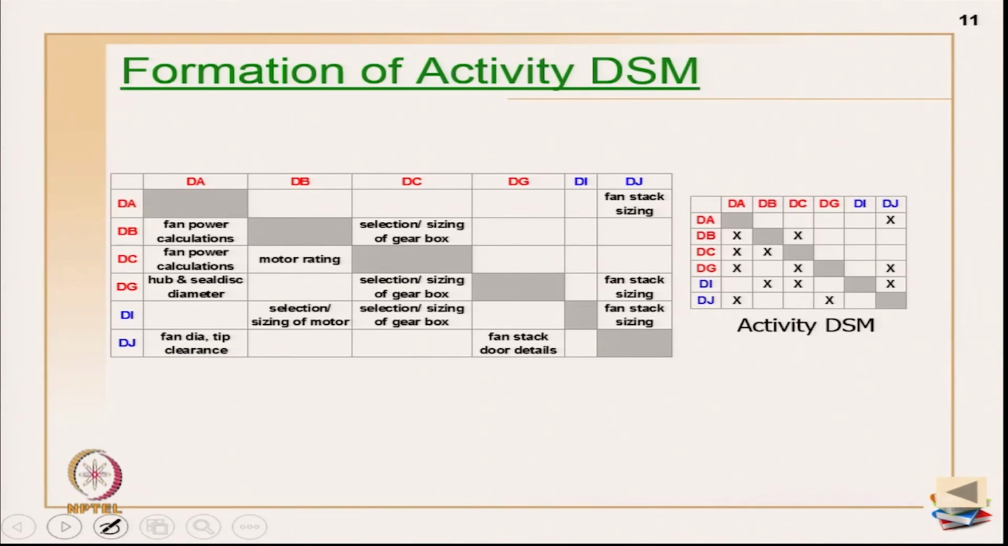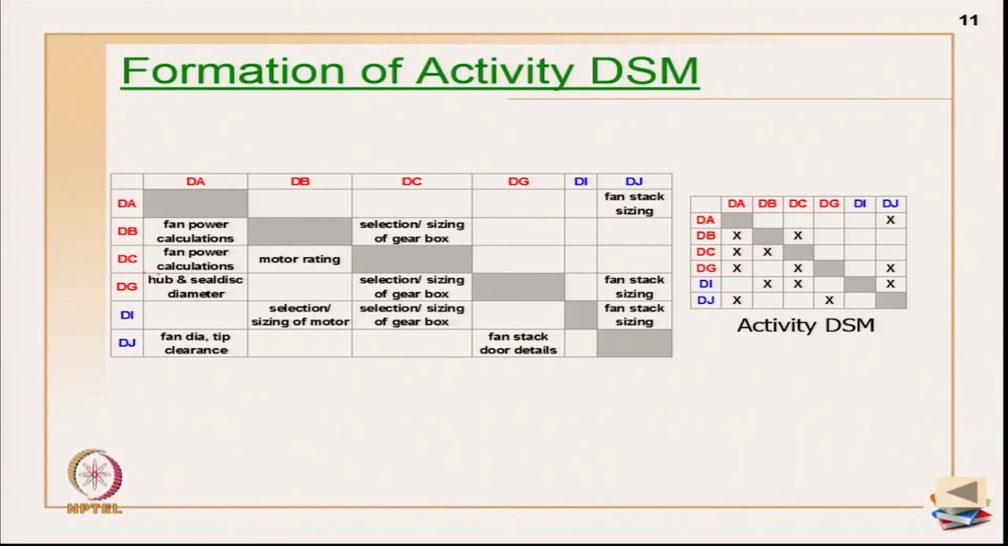Now, I have got the same matrix, I have shown it here. Once you take it to validation, it is easy for somebody to go through. Okay, fan power calculations, this is required for here. So, it is easy for somebody to validate this matrix, and once the matrix is validated, then you replace it with X marks for your further calculations. Okay. So, now formation of the activity DSM is really done.